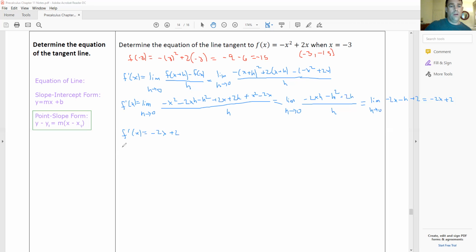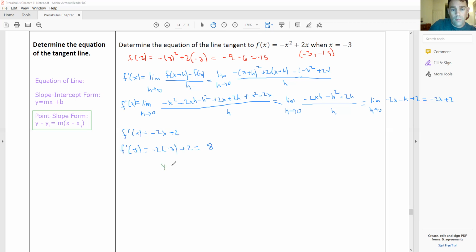And when we plug our negative 3 in there, we end up getting our slope. So negative 2 times negative 3 plus 2, which is 8. So now we know what our point is, we have our slope, we can write the equation of our tangent line.